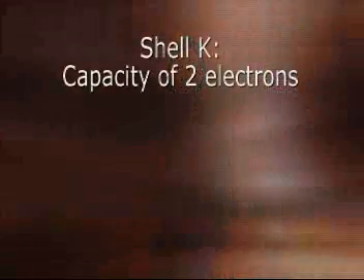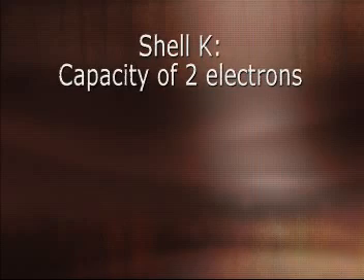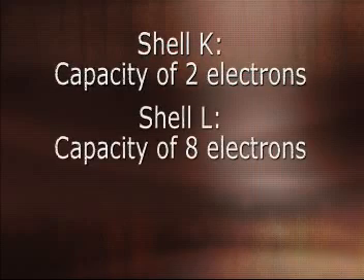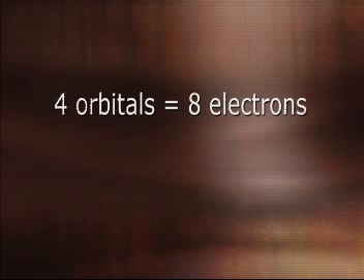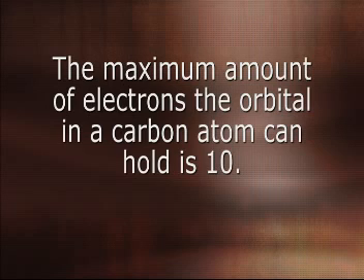From this, we can also figure out the maximum capacity for electrons in a carbon atom. We know that the shells in stable orbit can accommodate up to 10 in total, because shell K can hold 2 electrons and shell L can hold 8. Since each orbital can support 2 electrons, we can conclude that a carbon atom can sustain a maximum of 10 electrons.